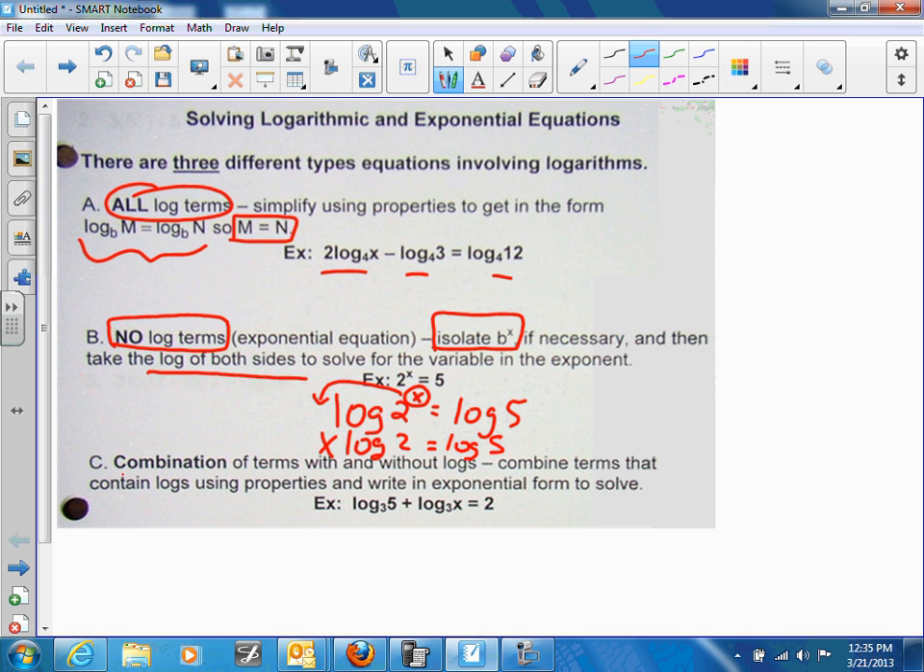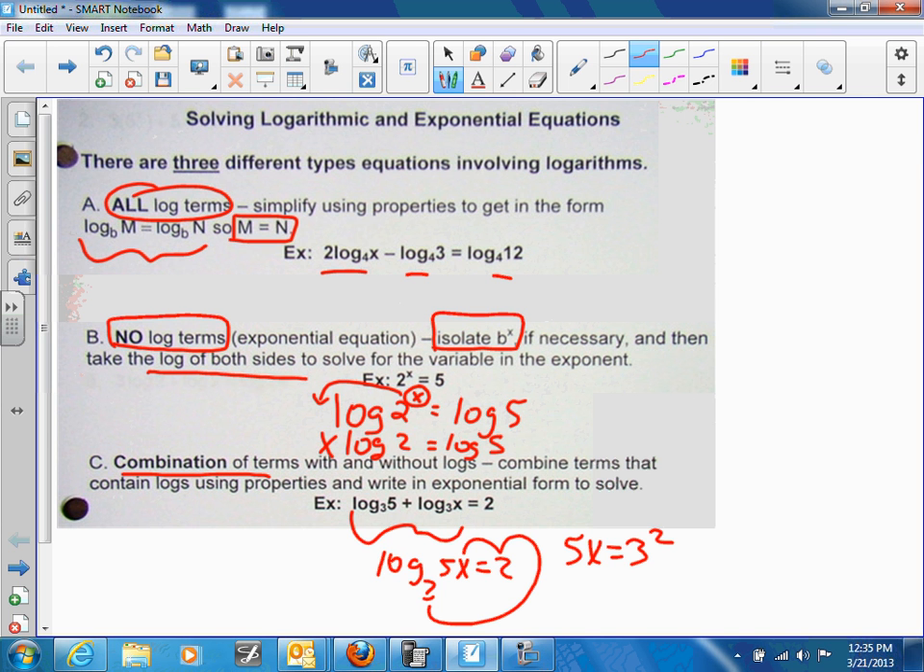The other one is a combination, which you've already been practicing. Here, this is an addition, so that would be log base 3 of 5x equals 2, and then you would do "I heart logs" in order to get 5x is equal to 3 squared. And now, since you changed it from logs to exponential, you'll be able to solve for x. And we're going to practice that here right now.